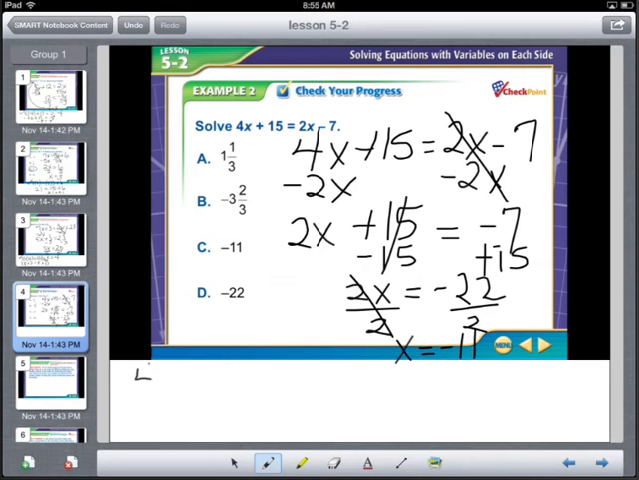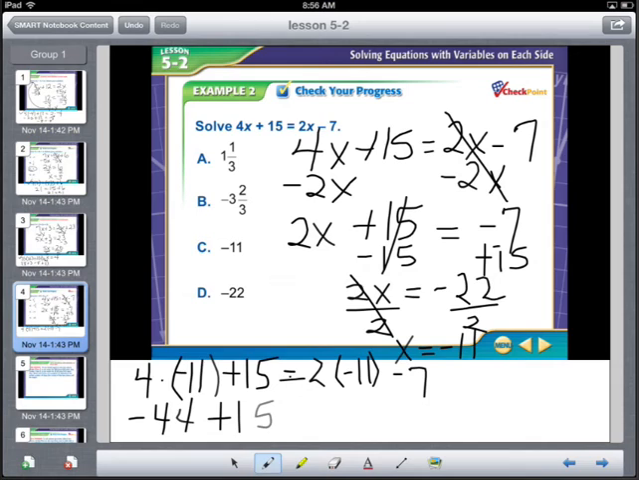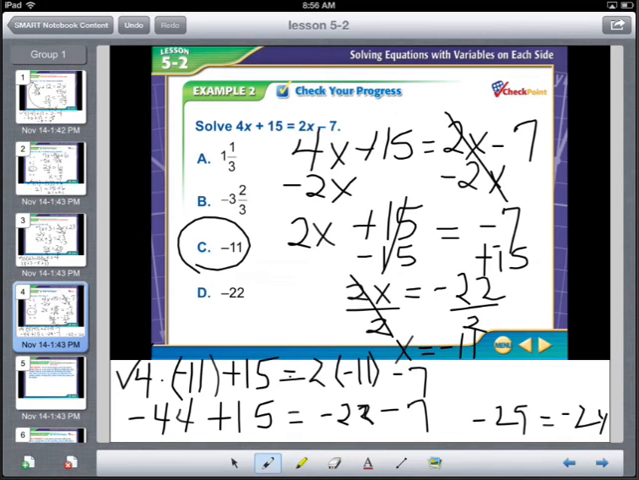Check your work. 4 times negative 11 plus 15 equals 2 times negative 11 minus 7. Well, that's going to be a negative 44 plus 15 equals a negative 22 minus, that's a 2, can you tell? Minus 7. Is that true? Well, yes, they're both going to equal negative 29. So I know it checked and I worked my problem correctly. So my answer was C, negative 11.